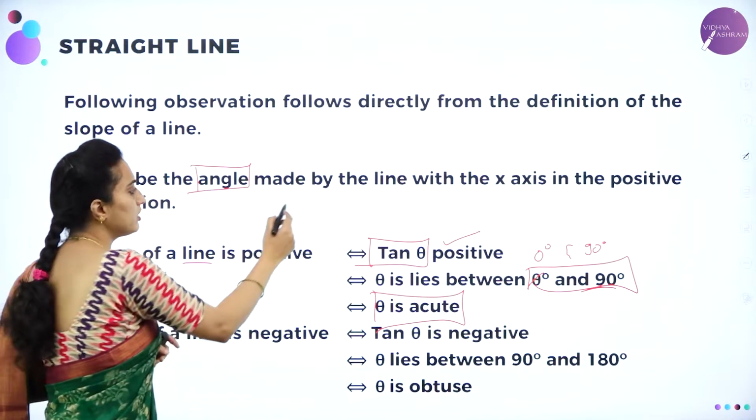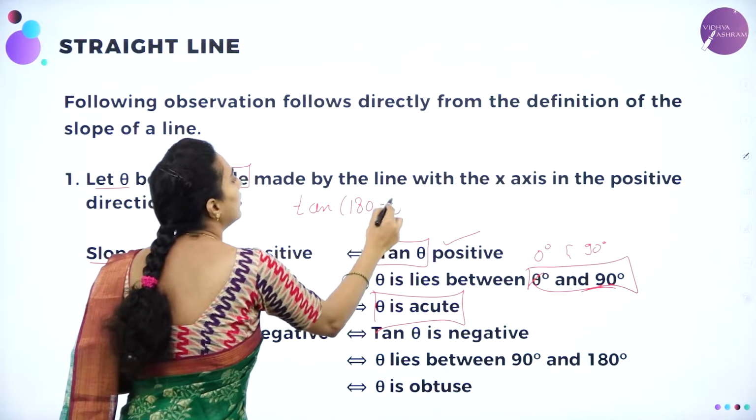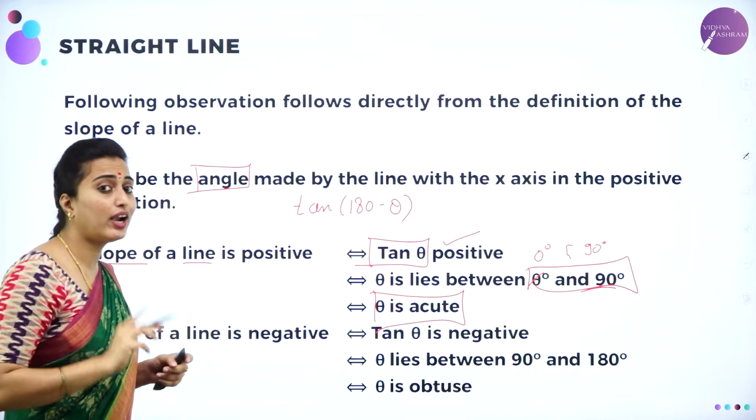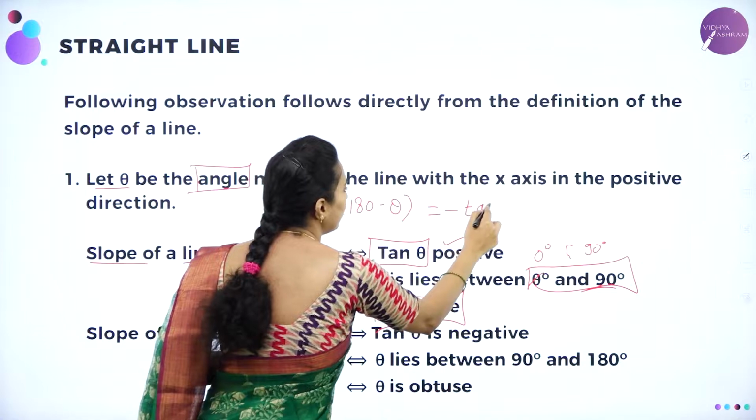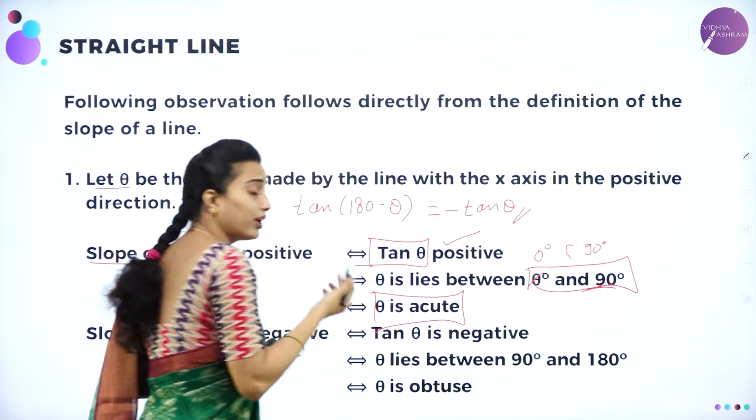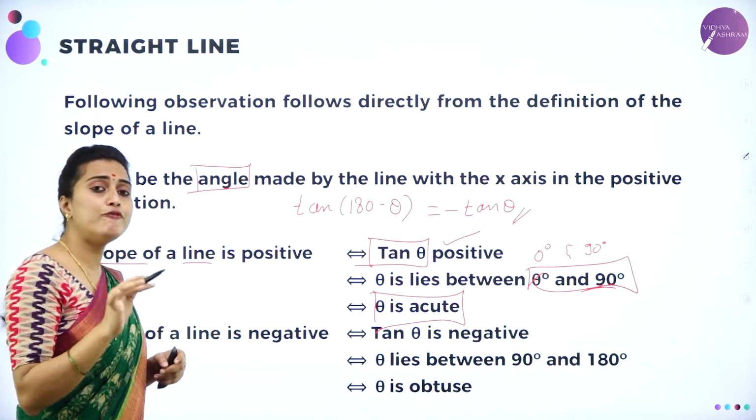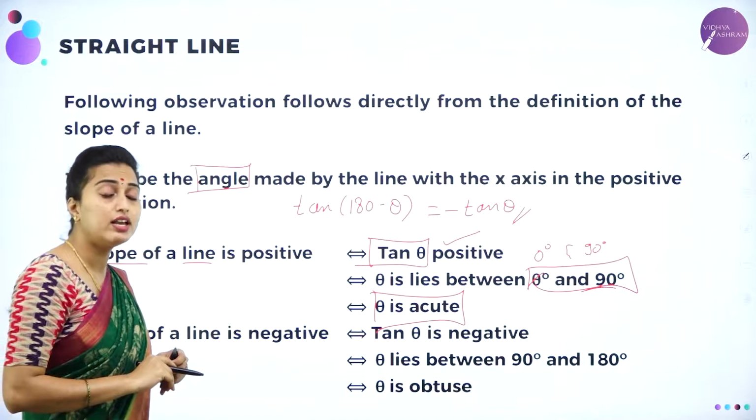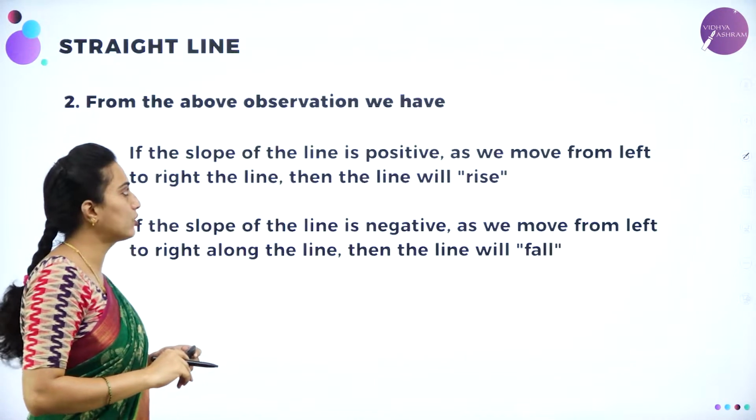And dear students, you can observe what tan of 180 minus theta is. 180 minus theta falls in the second quadrant. In the second quadrant tan is negative, which implies minus tan theta. This is according to the standard angles and the allied angles. So the slope will be negative when it falls in the second quadrant. Understood? We'll move on to the next concept.